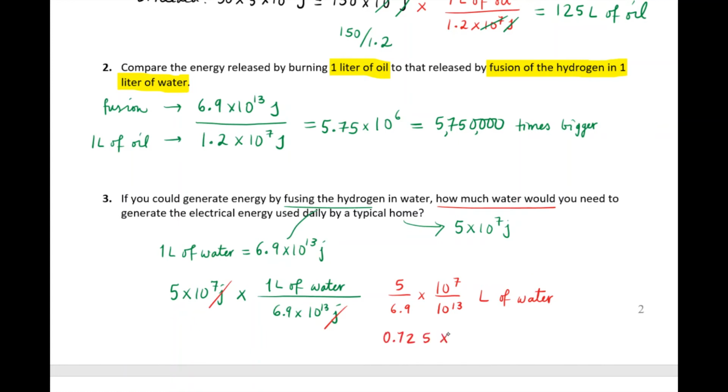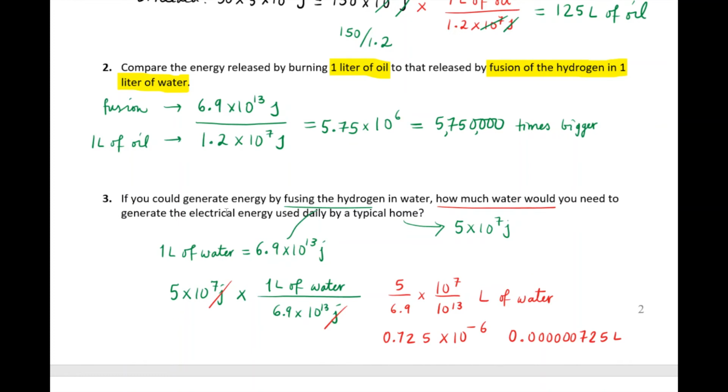0.725 times 10 to the negative 6. That's a really small amount. So we write this is going to be 0.0000007 25 liters. I'm pretty sure this is less than a drop. It's a really small amount of water that you need. So that's how much energy is released by fusion of hydrogen in water.